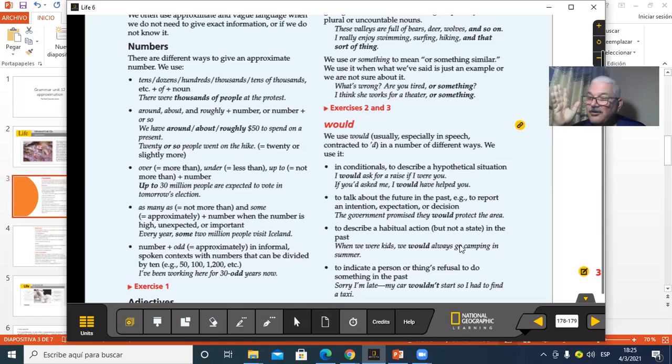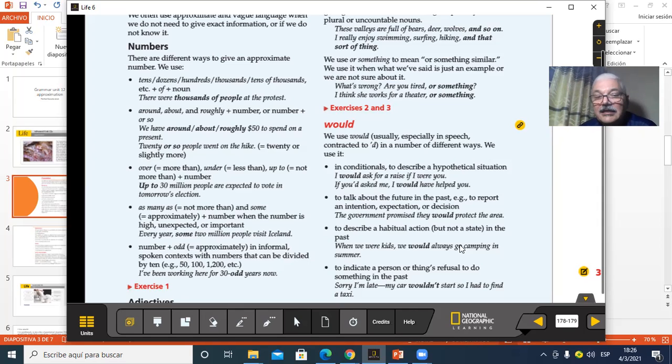And then when you don't know, we can also add "or so", and then we say we have about $50 or so. We don't know, it's about that amount, okay? Then we also use over with the meaning more than, okay? When we use over, we establish a limit and it's more than that limit. And if it is under that limit, we will say under, which is less than, okay? Or we can also say up to, it means not more than that limit, okay?